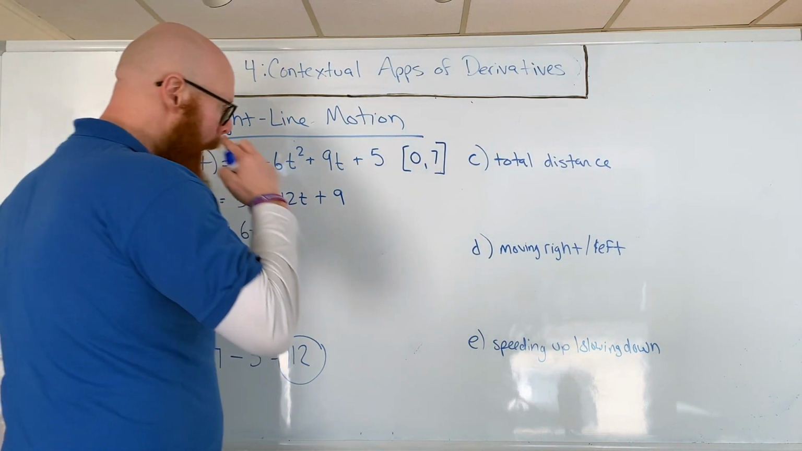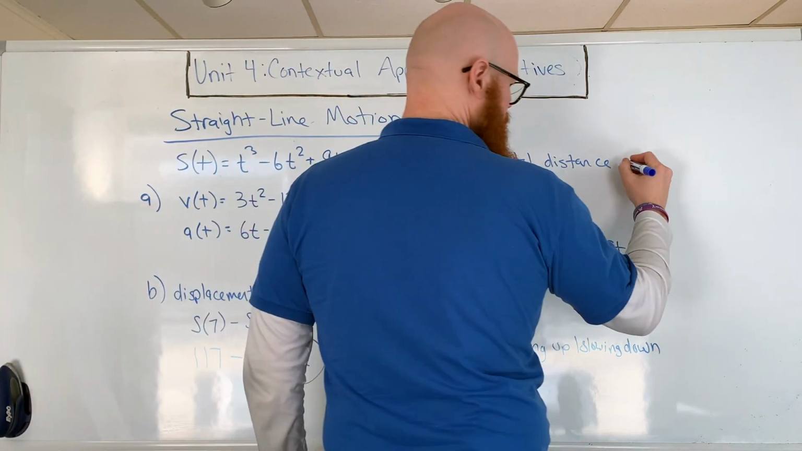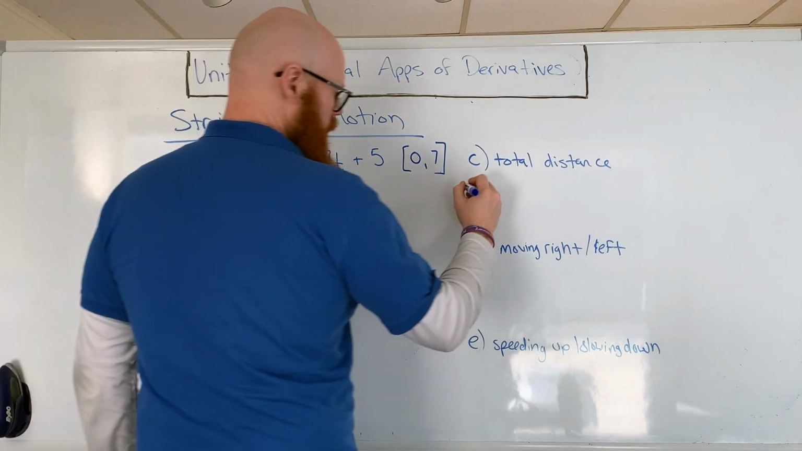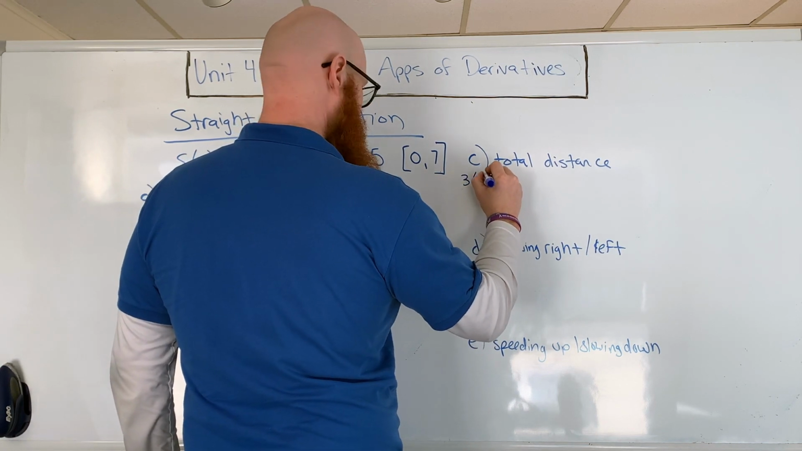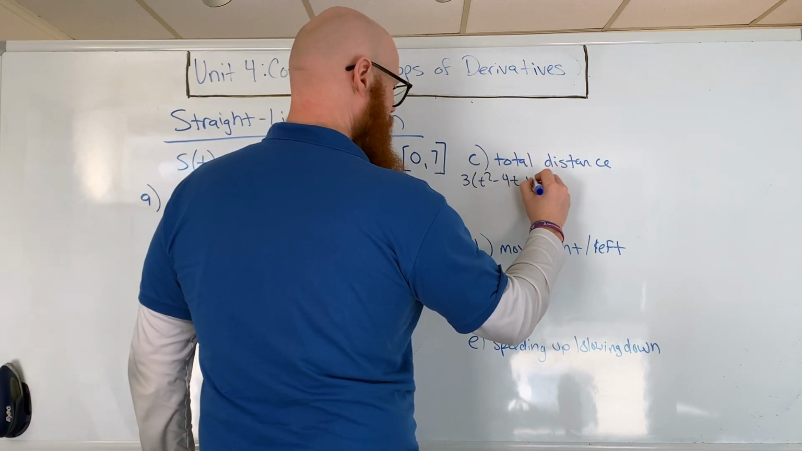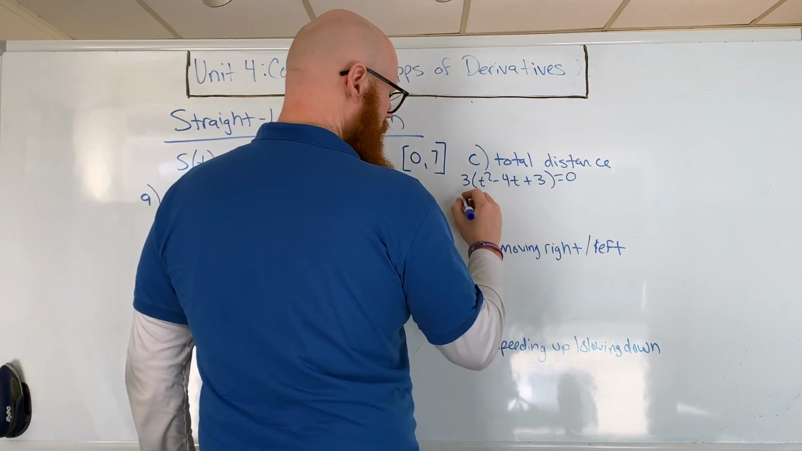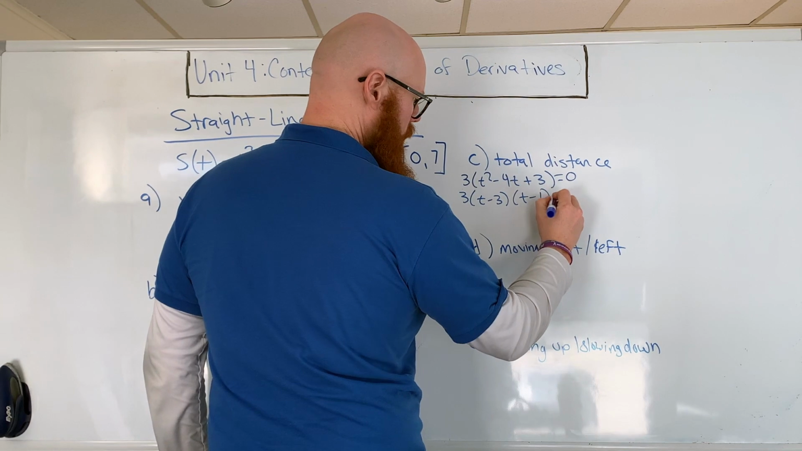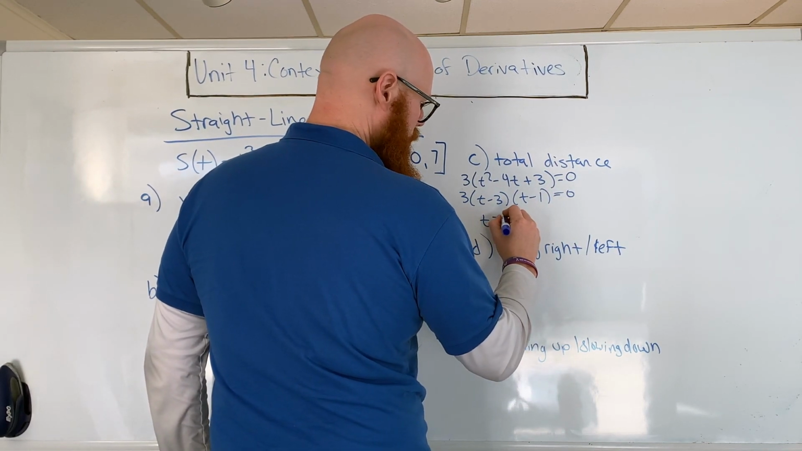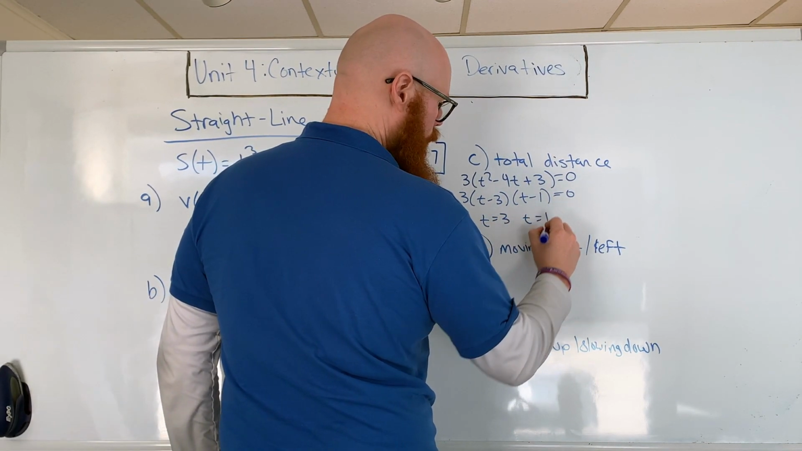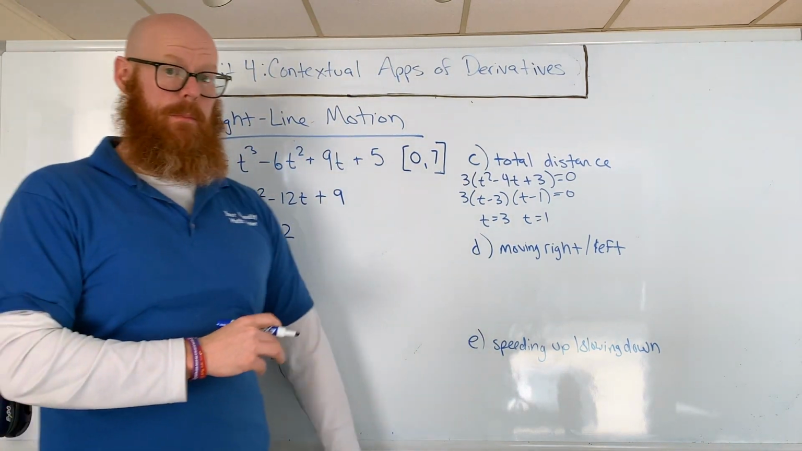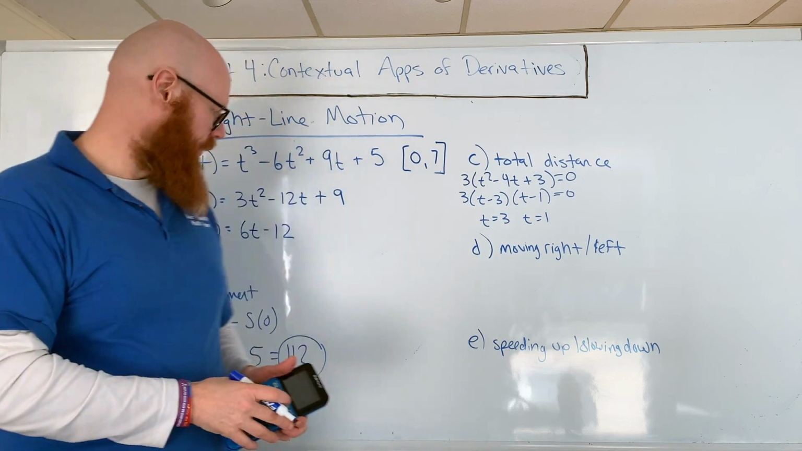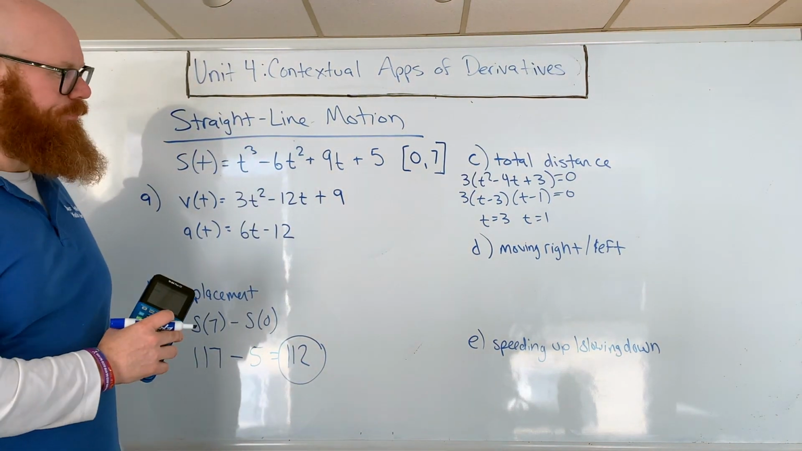So what we're going to do is take the velocity equation and set it equal to zero. I'm also going to factor this a little bit. So we'll do 3 times t squared minus 4t plus 3 equals 0. And then I can factor this. So (t minus 3) times (t minus 1) equals 0. So at t equals 3 and t equals 1, the particle stopped, possibly turned around, and started racking up a total distance bigger than its displacement.